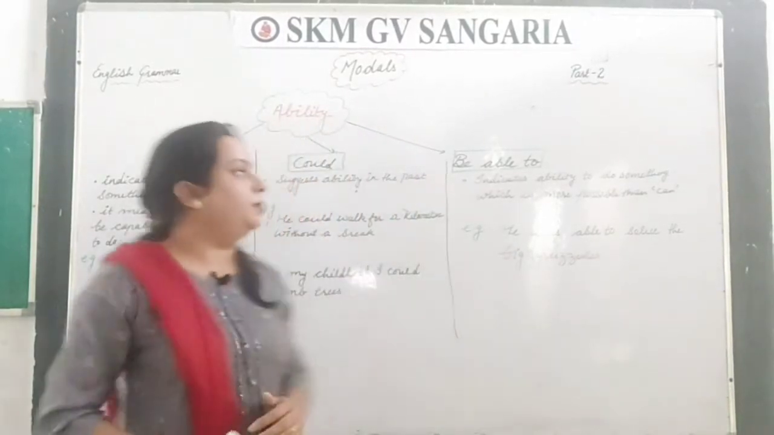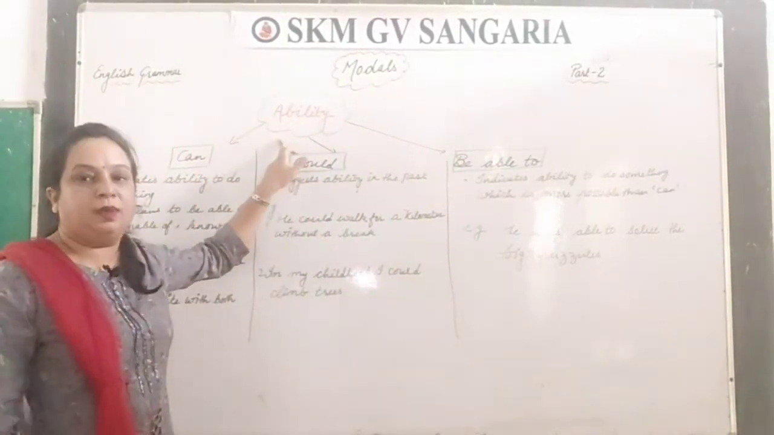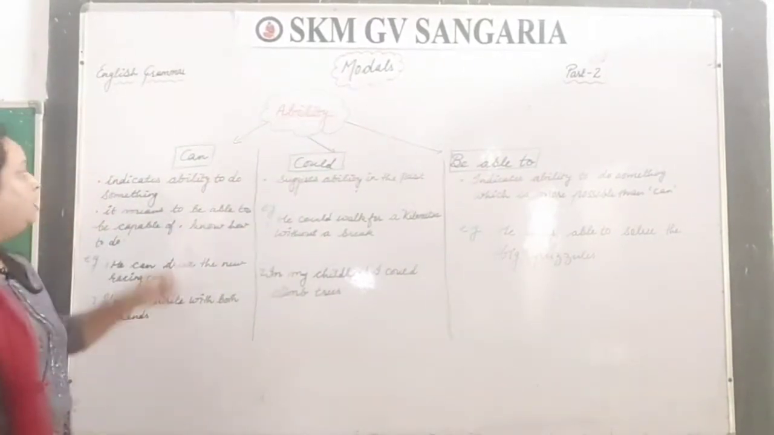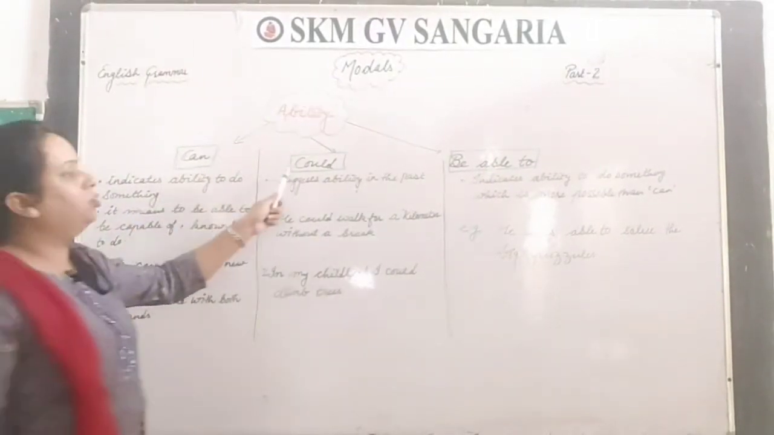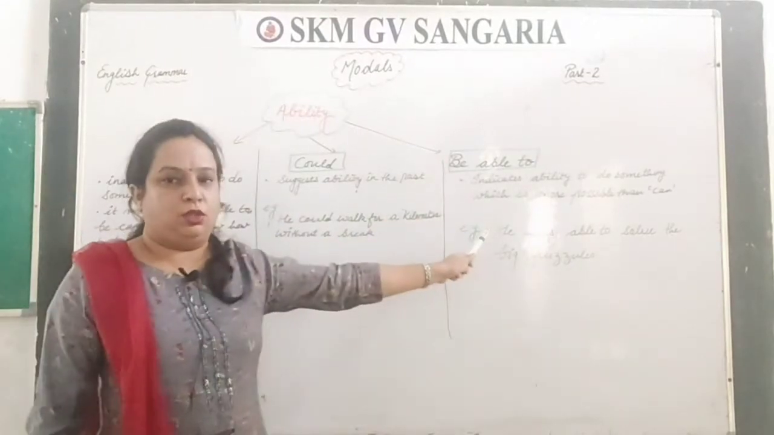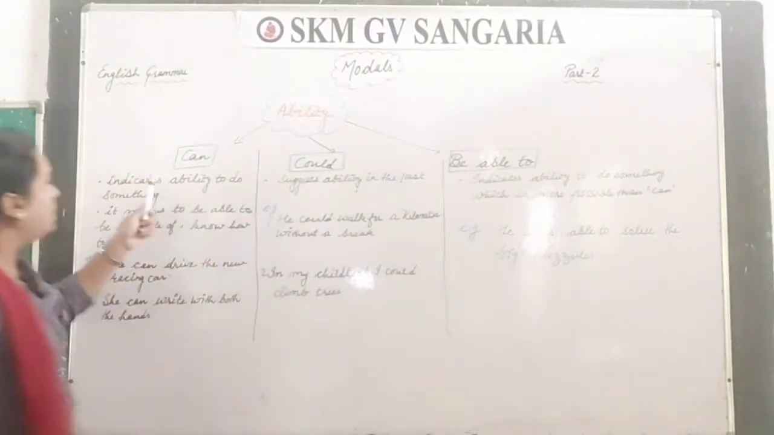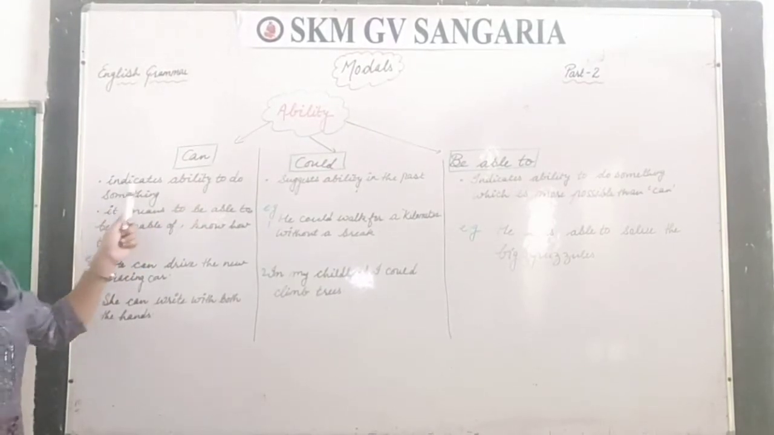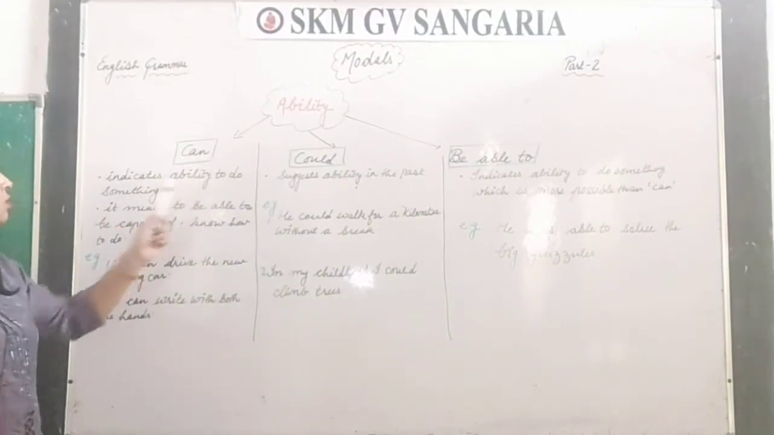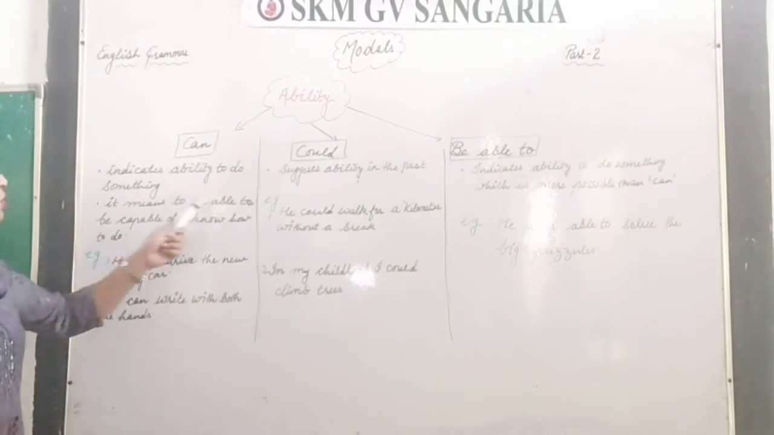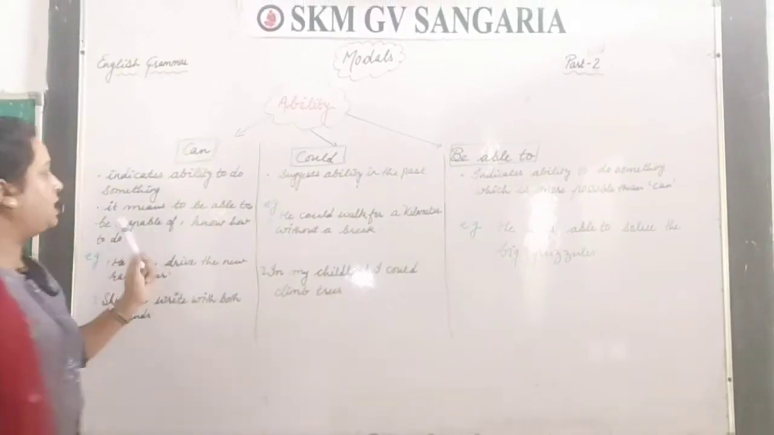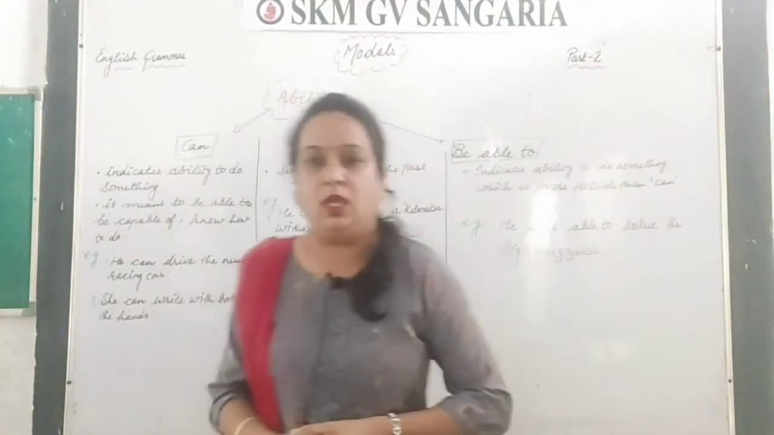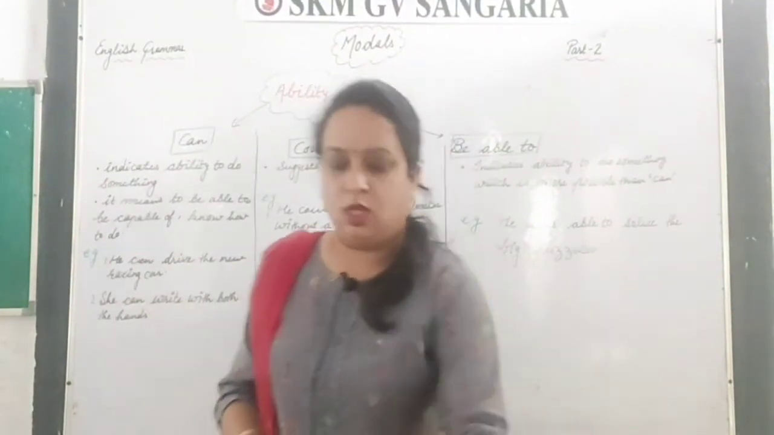So let's talk about when we have to express ability. When we have to express ability, we can use can, could and be able to. So, can indicates the ability to do something. It means to be able to, be capable of, and know how to do something. So there you can use can.